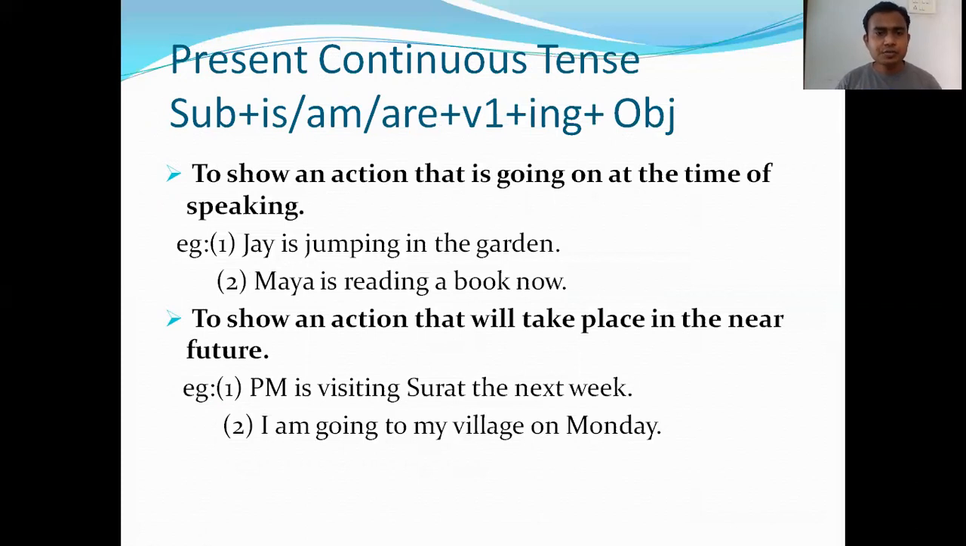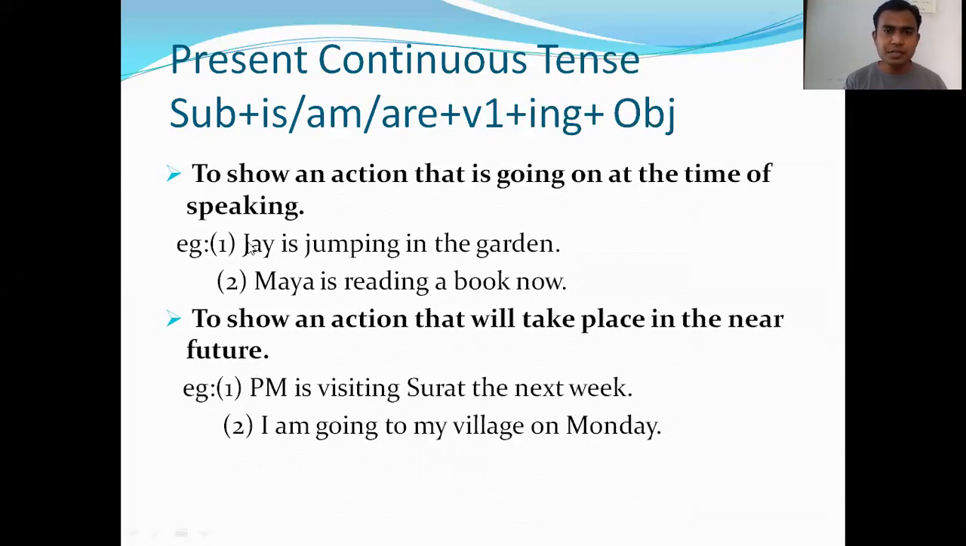Then we have present continuous tense. Present continuous tense we use to talk about an action that is going on at the time of speaking. So when the action is going on during the speaker's speaking, it is called present continuous tense. Like for example, Jay is jumping in the garden. Maya is reading a book. And also we use present continuous tense to talk about an action that will take place in the near future, means the action is going to happen in the future. For that also we use present continuous tense. Like example, PM is visiting Surat next week. I'm going to my village on Monday.